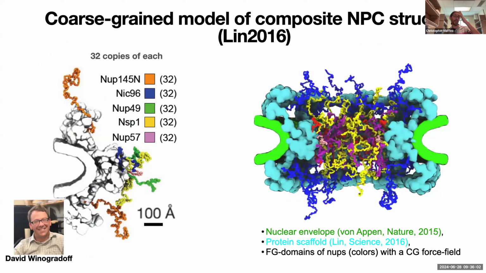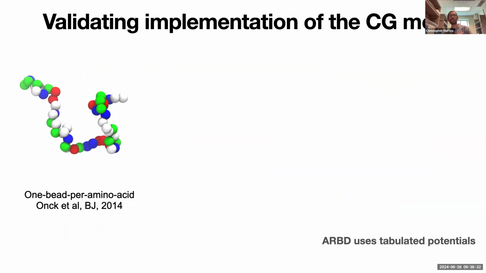And then he added a bunch of nucleoporins, or NUPs, to the scaffold, representing the scaffold as this rigid potential and representing each amino acid as a single site in the disordered peptide mesh. And for that, he used a model developed by Patrick Onk.